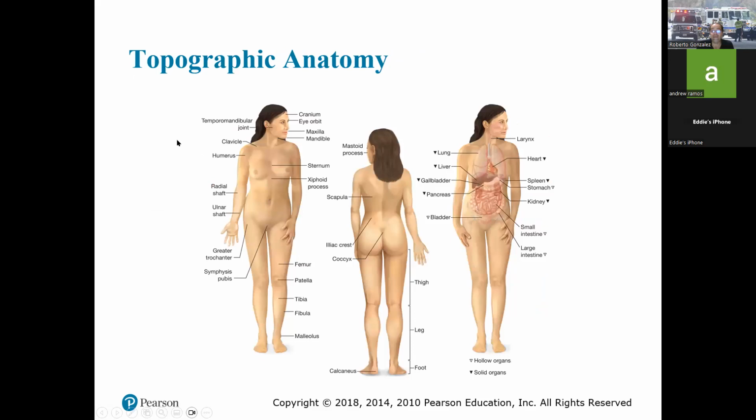Topographic anatomy again. We start dealing with different aspects. So we're dealing with patient assessment, and we're going to go over those a little bit more specifically, on what we're looking for.